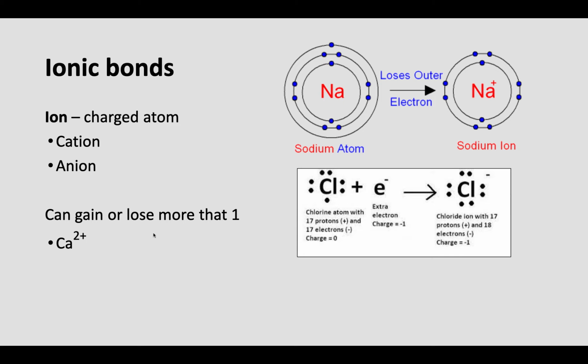Now we can gain or lose more than one electron in some cases. Calcium is a good example of this. Calcium, as our little symbol here, is a 2+.